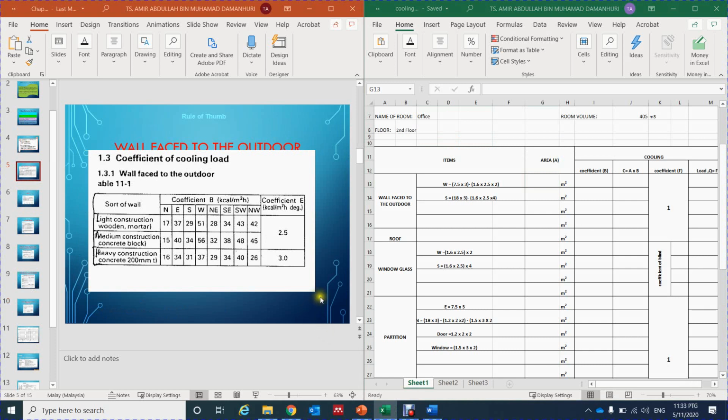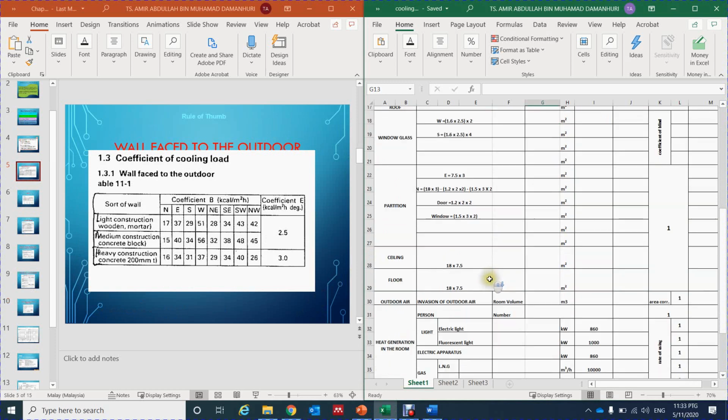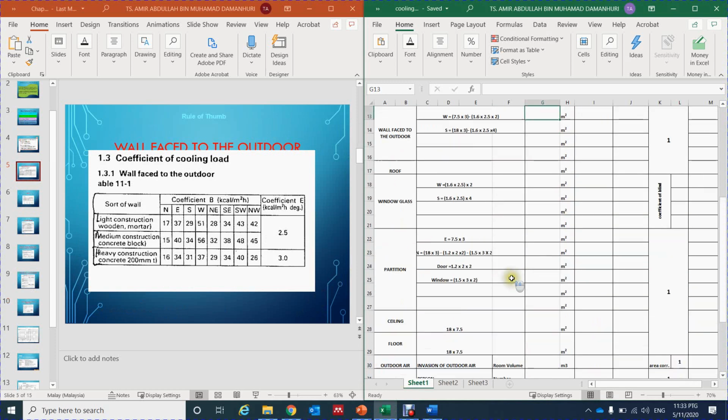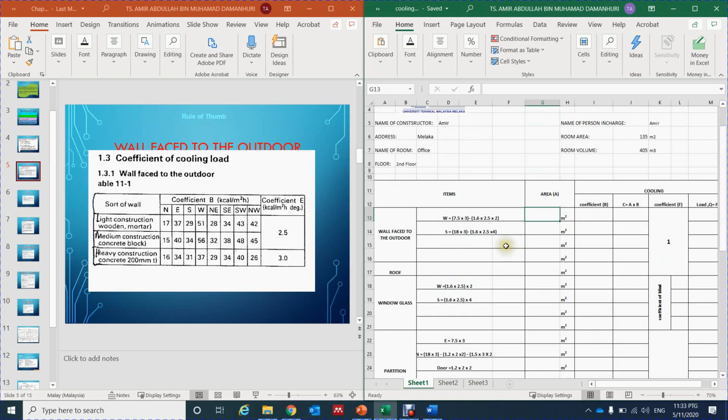So now let's begin with the calculation of area and then coefficient of B, and then the next one. So the first one will be the wall that faces the outdoor. That's why I like to put W for west here, because we want to make it easy for us. For example, the wall facing the outdoor for the building is referring to the west, the west area of the building.